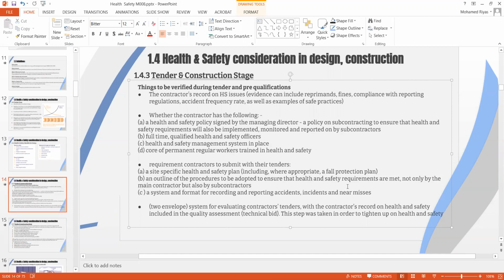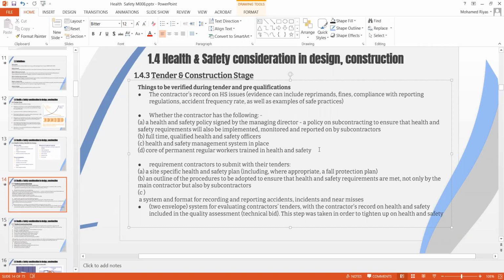The third one is the standard documents the contractor already has in place to record and report accidents, incidents, near misses and so on. Also, the standard practice now in Dubai, and maybe other parts of the world, is to introduce a two envelope submission. One is purely for technical and one is purely for commercial. And with the technical documents, you will have a checklist of the documents which the consultant or the client requires the contractor to submit.